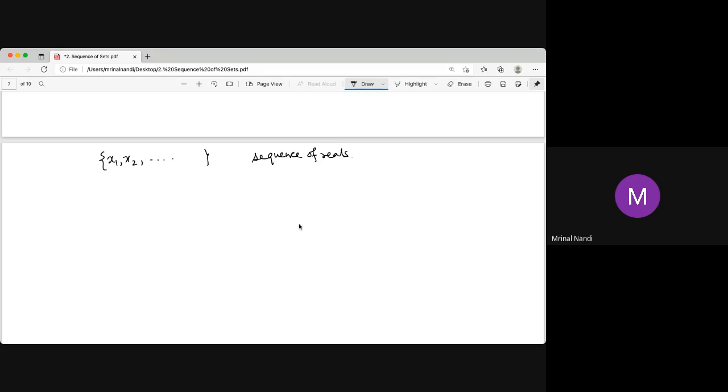Now, limit may not exist. Same for limit of a sequence of sets, the limit may not exist. But lim sup and lim inf always exist. So what is the definition of lim sup for a real sequence of real numbers?